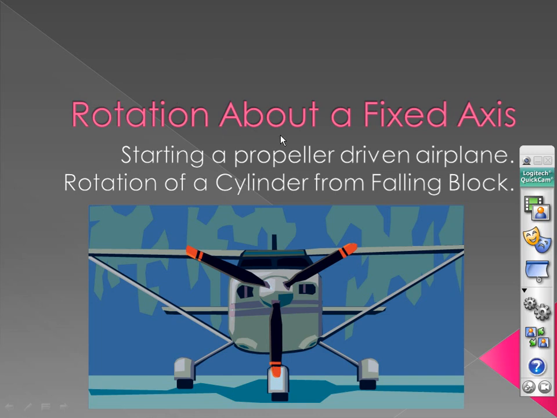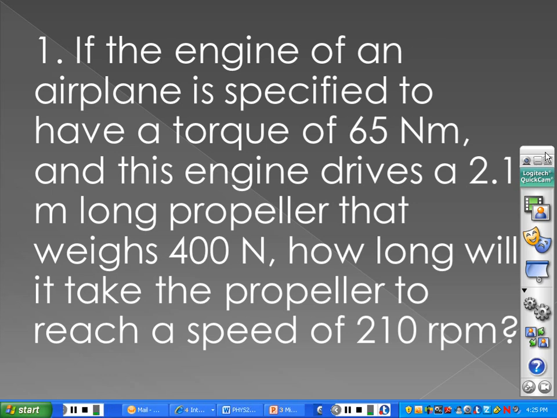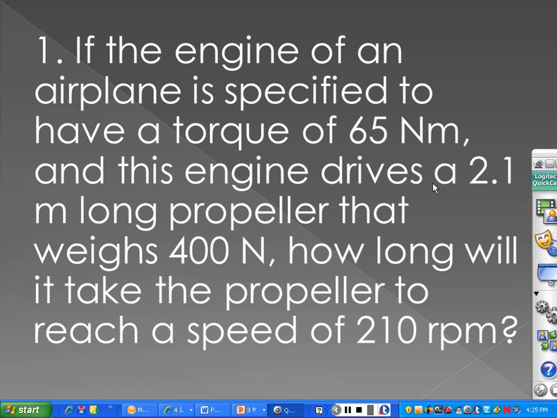So it says rotation about a fixed axis. Starting a propeller-driven airplane is one problem, and rotation of a cylinder from a falling block is another problem. If we take a look at the first problem, if an engine of an airplane is specified to have a torque of 65 Newton meters, and this engine drives a 2.1 meter long propeller that weighs 400 newtons, how long will it take the propeller to reach 210 revolutions per minute?